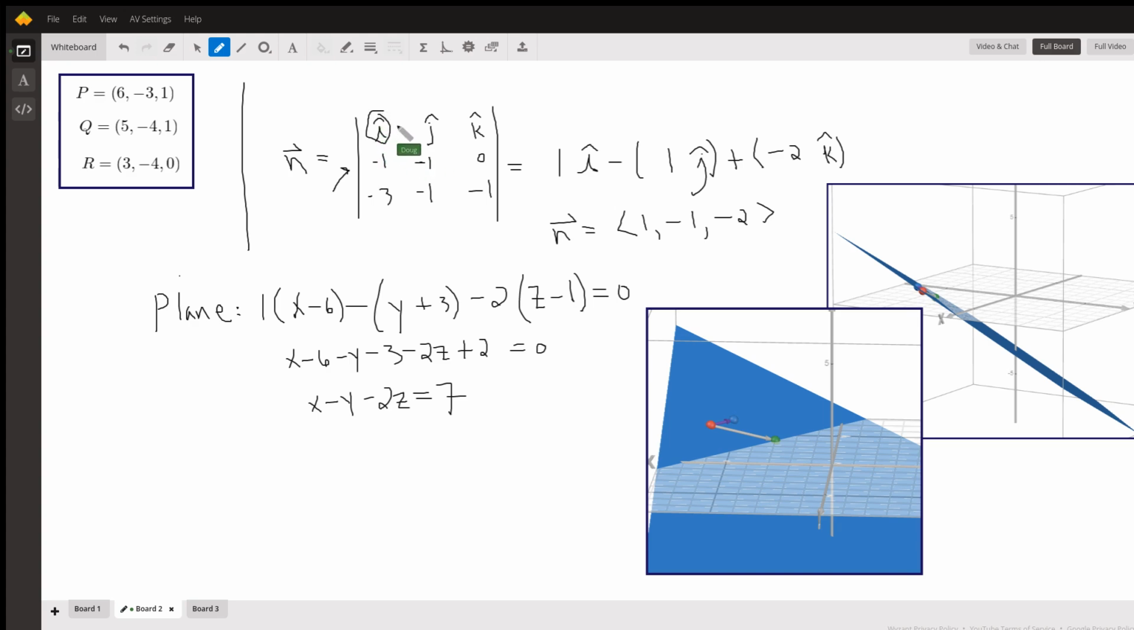For this first component, we're going to picture crossing out these and evaluating this 2x2 determinant. -1 times -1 is 1. 1 minus 0 times -1 is still 1 minus 0. That's where this 1 comes from.